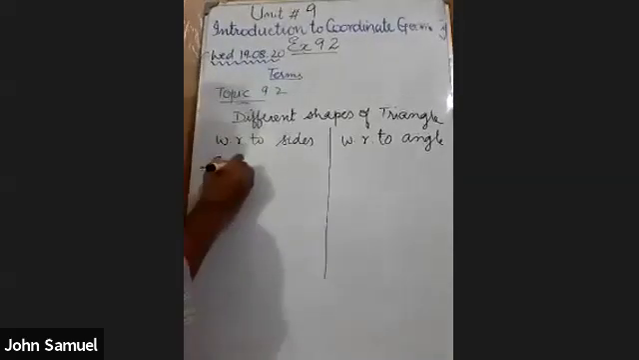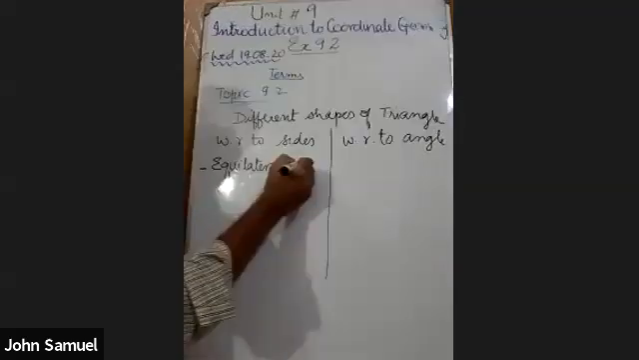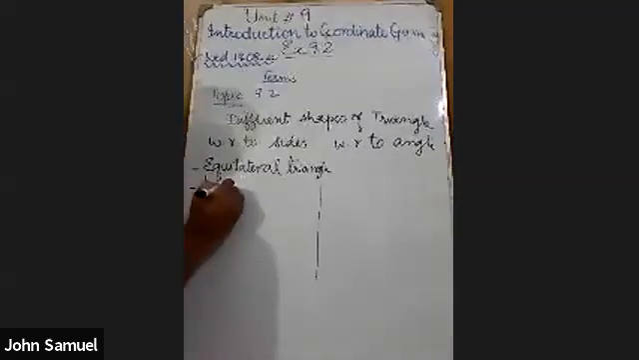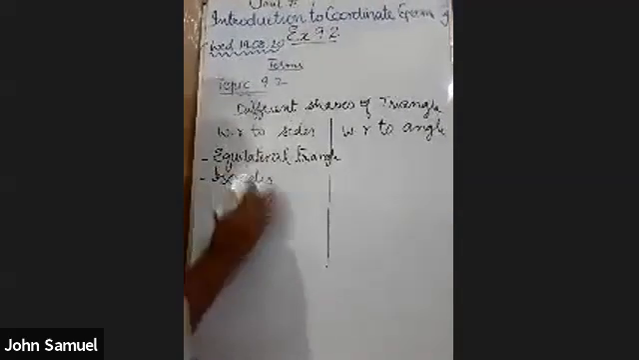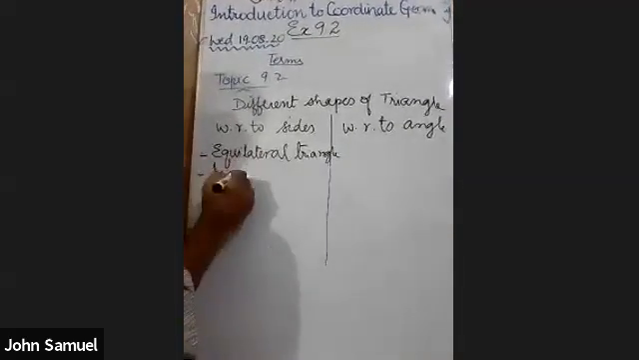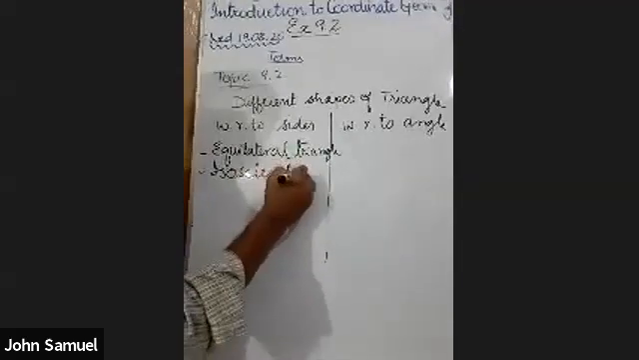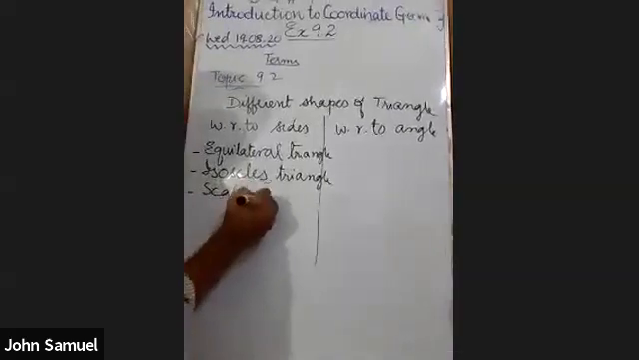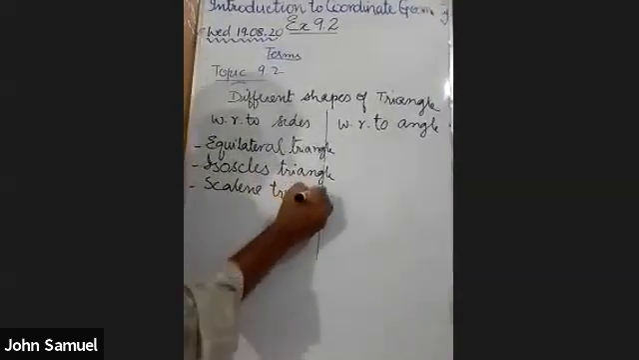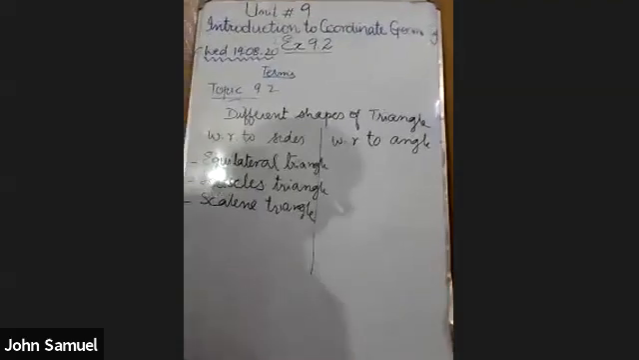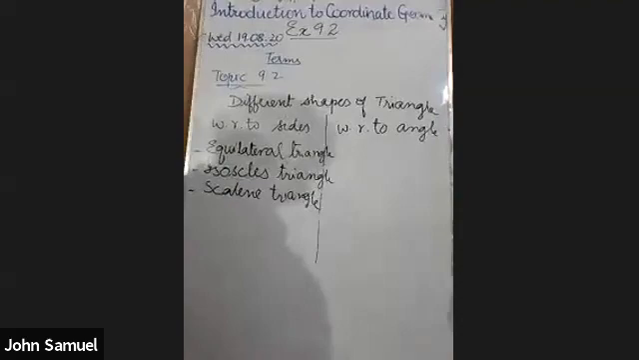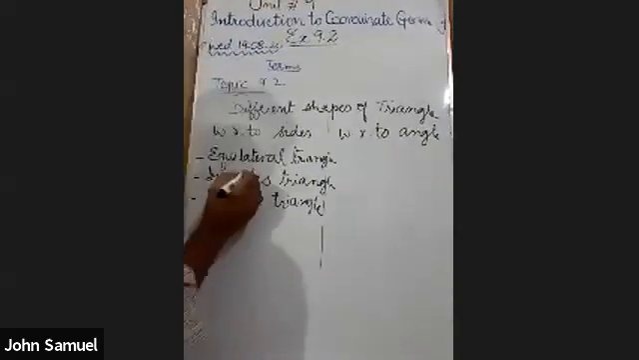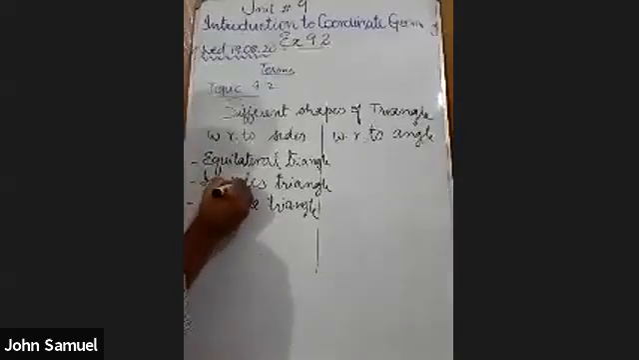If I say with respect to sides, then there are three triangles. One is the equilateral triangle, then the isosceles triangle, and the third is the scalene triangle. So the three triangles are equilateral triangle, isosceles triangle, and scalene triangle. Let's discuss all of these once again in detail.